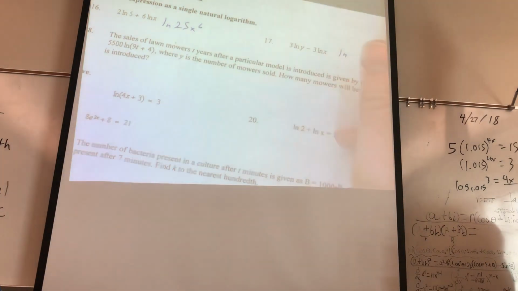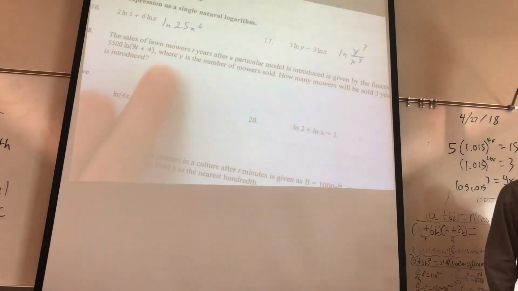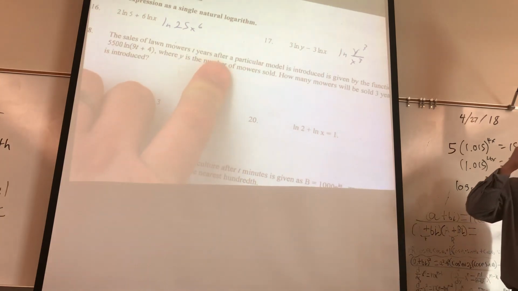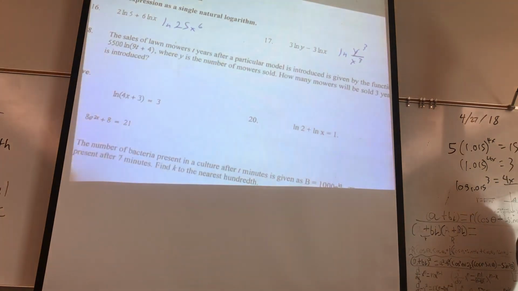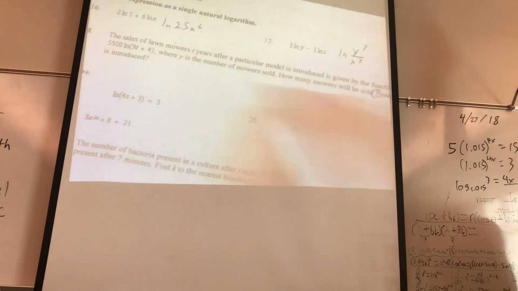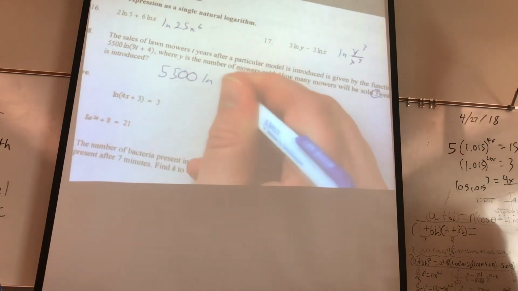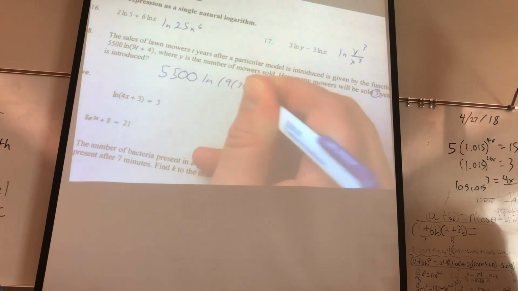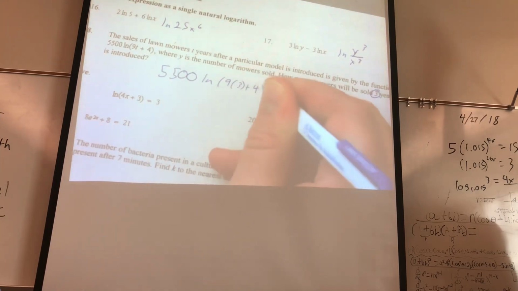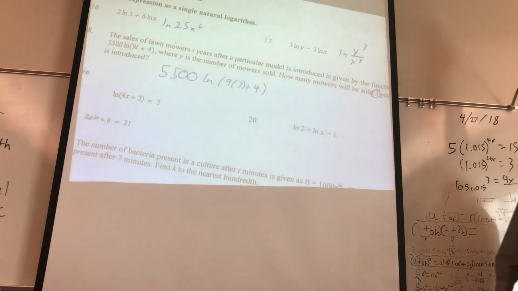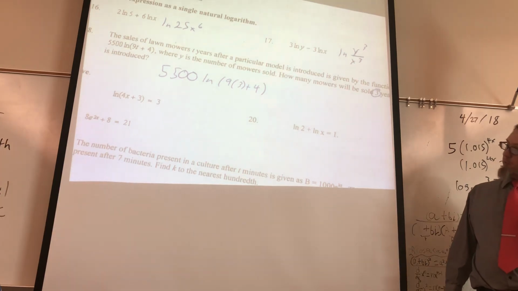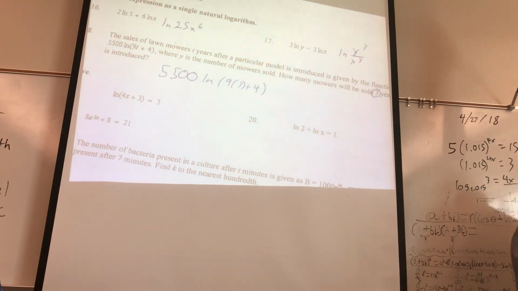This one is the natural logarithm of y to the 3rd over x to the 3rd. This lawnmower one, I've had so many people ask me about it, but it's really just t is equal to 3. So that's 5,500 times the natural logarithm of 9 times 3 plus 4. So you do the natural log of 31 and multiply it by 5,500.